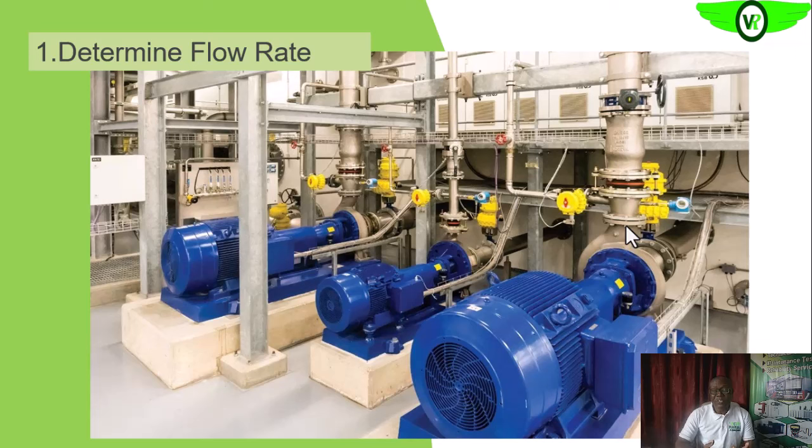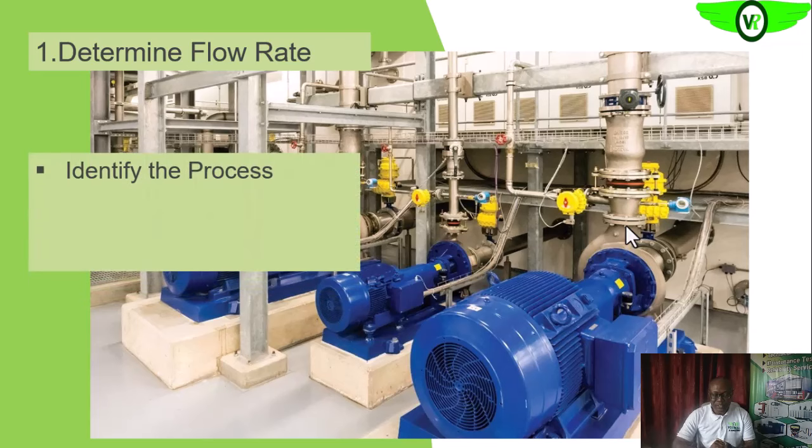Determining the flow rate in your process is simply determining the amount of liquid that you will need per unit time in your process. You can see that either in your P&ID, the piping and instrumentation diagram of that particular process, or your process data sheet. The data sheet of the process will show you clearly the volume of liquid that will be needed per unit time in that process. So you determine the flow rate.